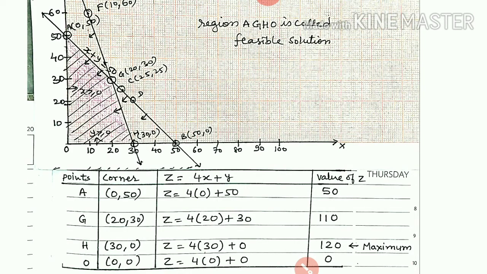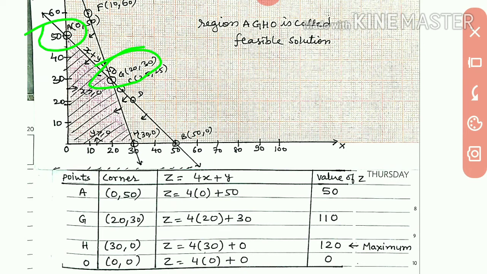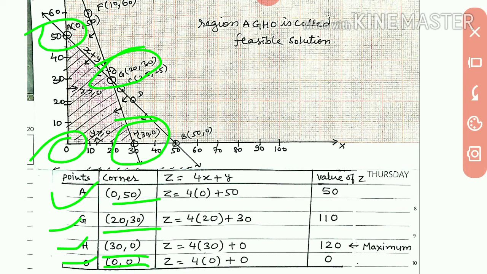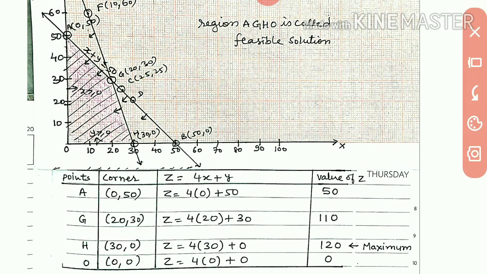What we will do with the feasible solution? Look here, with the help of the feasible solution we can find the maximum value of z. In the question we have z, we have to find the maximum value of z. So look here, the corners of the shaded region you will take. Corners are, first point is A, second corner is G, third corner is H, and fourth corner is 0 0. So you can write the corner points: A, G, H and 0. First point is 0 50, second point is 20 30, third point is 30 0, then fourth point is 0 0. Look here, these all points you will put in the z and you will find the value of z.